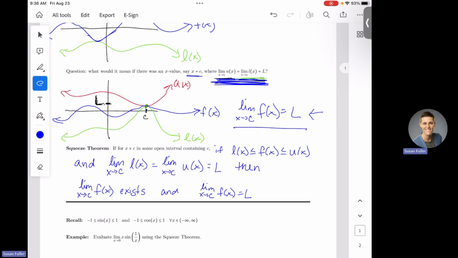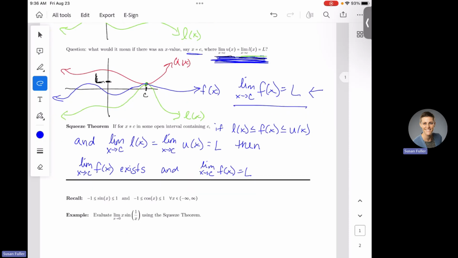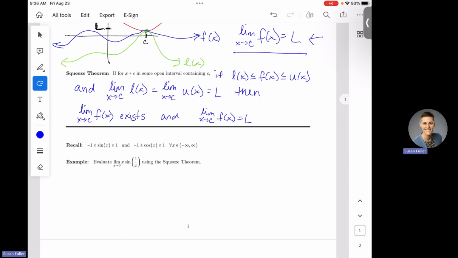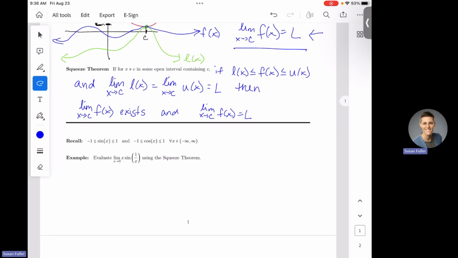Okay, so if we have a place where the top and the bottom functions have the same limit, it forces the middle function to have that limit as well. The main place that you're going to use this theorem is with sines and cosines. The reason that this theorem is so helpful with sines and cosines is because of this fact right here.